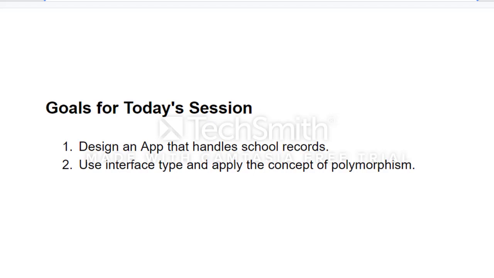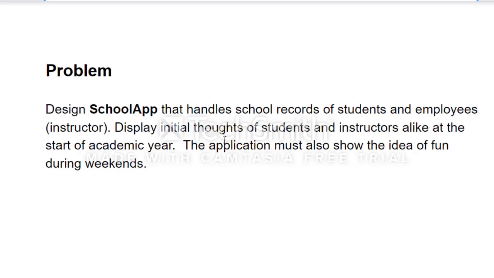On today's episode, we try to give an example using the concept of interface and polymorphism. Okay, we work on this problem. We're going to design a school app that handles school records. When we say school records, it may be employees, it may be students, and we need to display the initial thoughts of students, and even the instructor, who is an employee, at the start of the academic year.